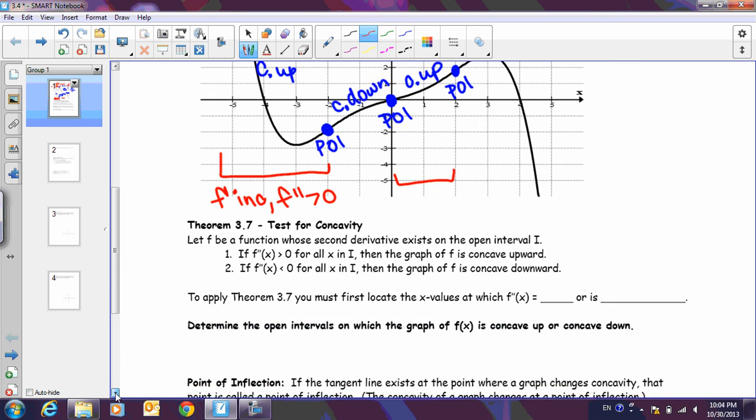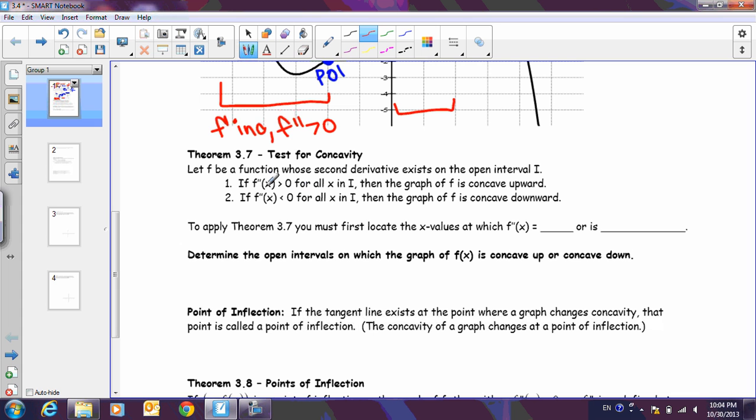So then we get to this theorem, this test for concavity. If f double prime is greater than 0, in other words, if f double prime is positive, then the graph is concave up. You already saw that. This is just a theorem stating it. If f double prime is negative, then the graph is concave down. This is how we're going to determine concavity when we're given an equation instead of a graph. We're going to find the second derivative. We're going to test where we have an interval where the second derivative is positive or negative. That's going to tell us concavity.